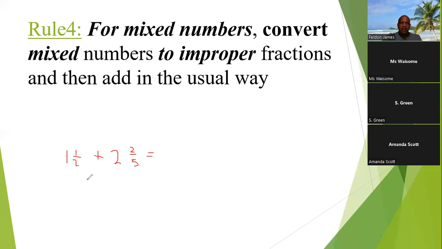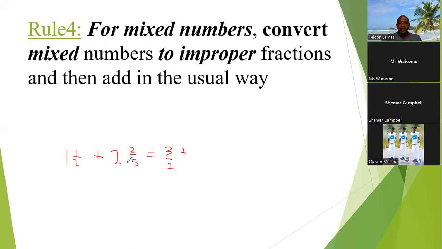So 1 and 1/2, what would we get as an improper fraction for that? 3/2. We get that by multiplying the whole number by the denominator, adding the numerator, and then putting it back. So 2 ones, 2 plus 1, 3, put it back over 2. So this becomes 3/2. Everybody see that so far? Yes, sir. And for the other one, it would be 5 times 2, 10 plus 2, 12/5. Everybody see that?